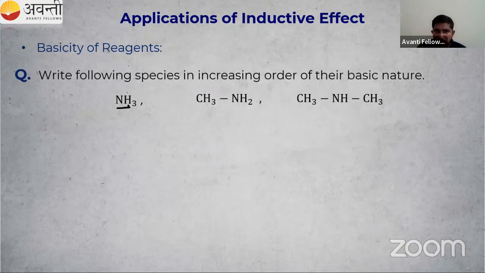So we have NH3. If it takes one H plus, it becomes NH4 plus. Then CH3NH2. Then the last one, there are two methyl groups, right? So can you tell me which one has more basic nature? The point is the basic character is proportional to plus I effect. So there is one CH3 group. What is the CH3 group, is it showing plus I or minus I?